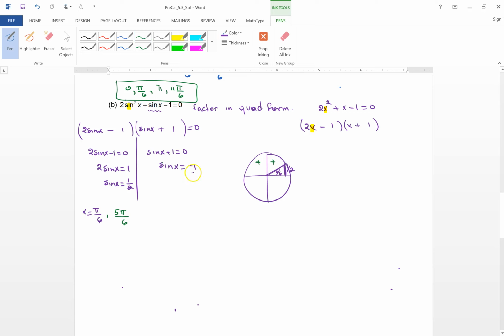Okay, now sine of x equal to negative 1. Remember, sine and cosine equal 1s or 0s at the quadrants. Okay? So where is, if the y-coordinate is negative 1, where is that? That's here. Okay? So that's 3 pi over 2. And that's it. I'll write it here. So that's the complete answer. All right?